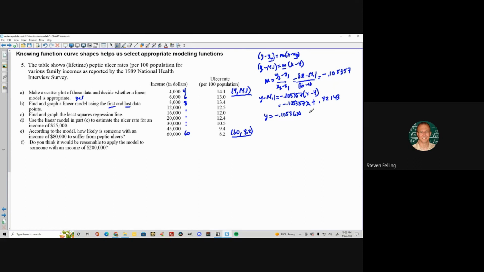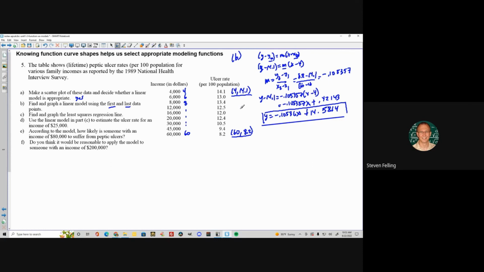Okay, so we've got plus 14.52 about, 0.5214. Okay, so here is an equation that we have fit just to the last 2 data points. And that's the answer to part B: find a line that matches the 2 data points.